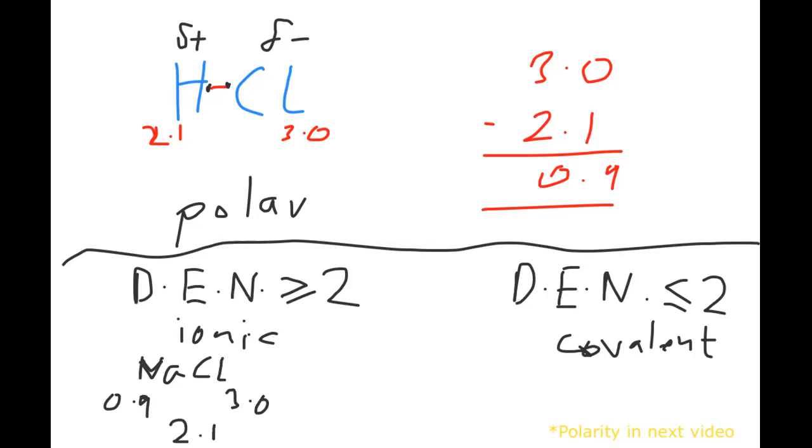In covalent, for example, H2O. Hydrogen is 2.1, oxygen is 3.5, the difference is 1.4, which is less than 2. So that is why H2O is a covalent molecule.